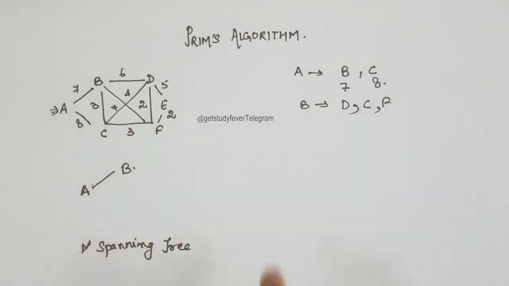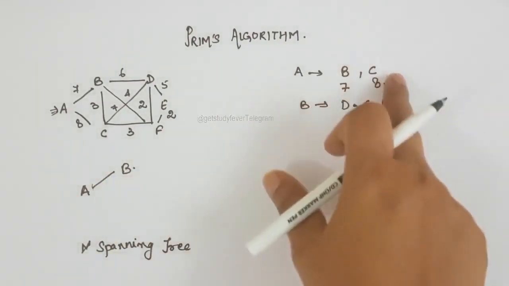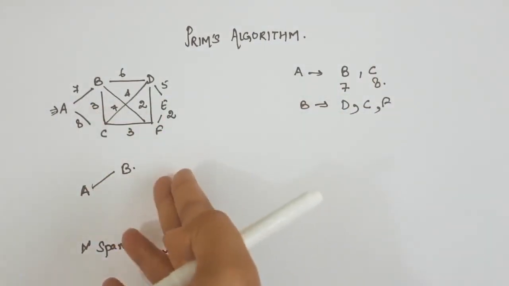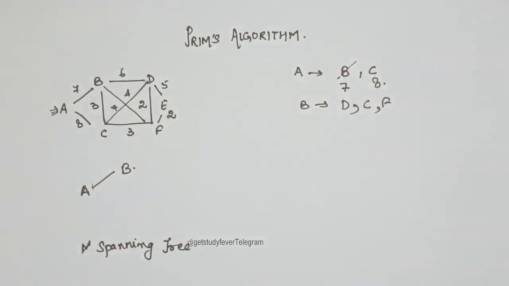So the vertices that are already there in the spanning tree are A and B. From A we have B and C reachable, but since we have already included B in this spanning tree, we don't want to care about B. So what will I do? I will remove B from here.